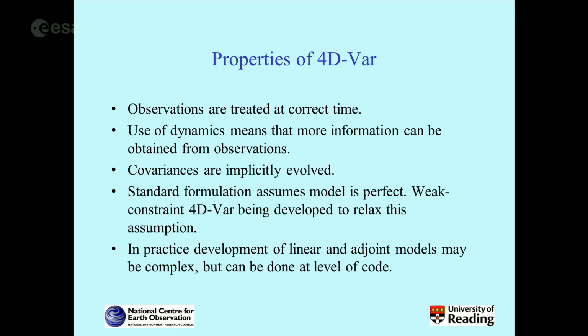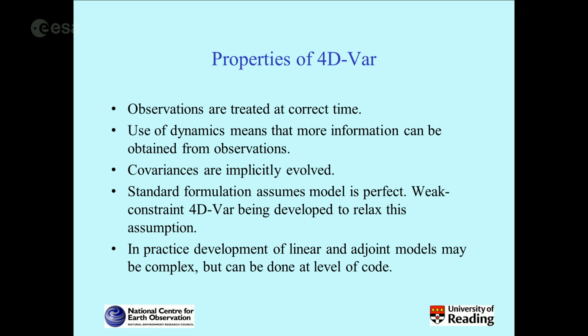The covariances are implicitly involved. I will come back to this a little bit tomorrow, but essentially we'll see later in the Kalman filter that we evolve this covariance matrix, where we don't in the variational methods, but there is some implicit involvement.